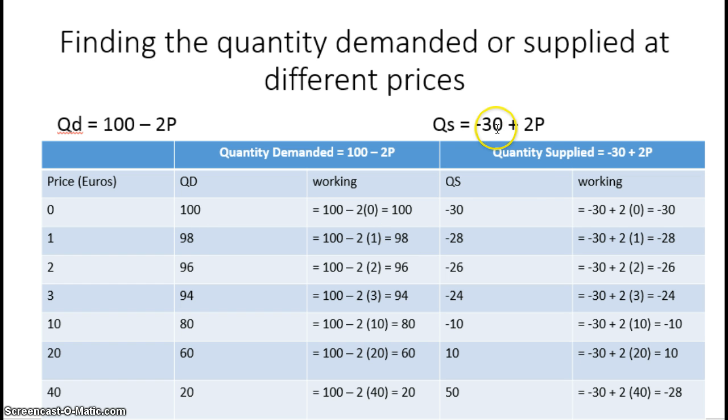And the same for quantity supplied, we just substitute this in, so we got minus 30 plus 2 times by 0, so obviously 0 is minus 30, so we got minus 30, and so on. So if you get that in your exam, that's going to be very, very easy marks. So you just substitute the price into the formula where P is, and you're ready to go.